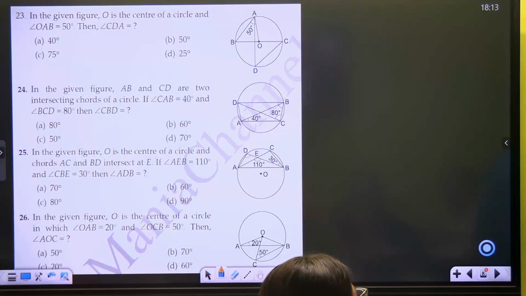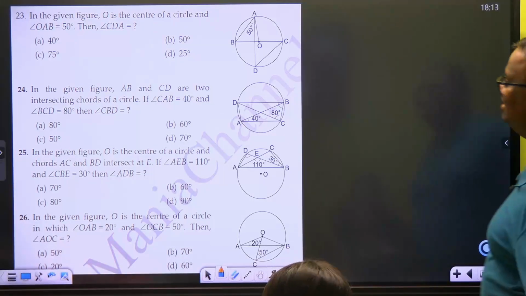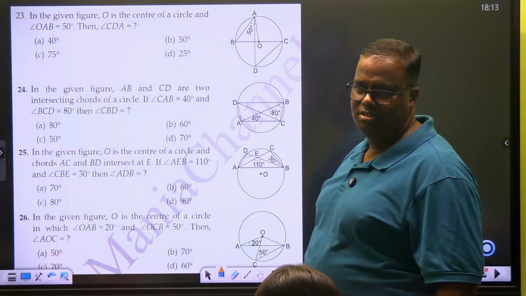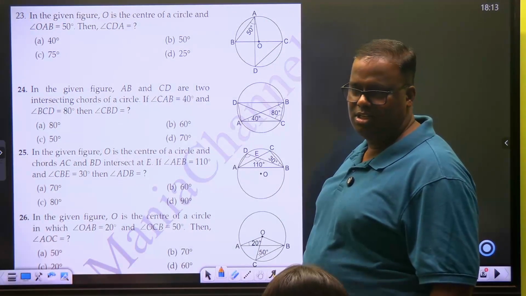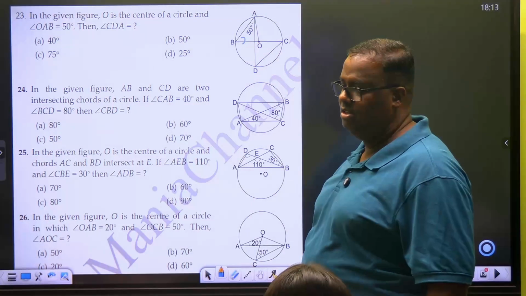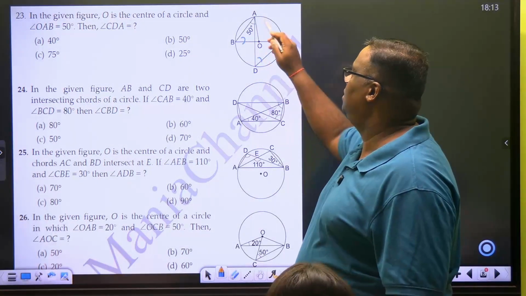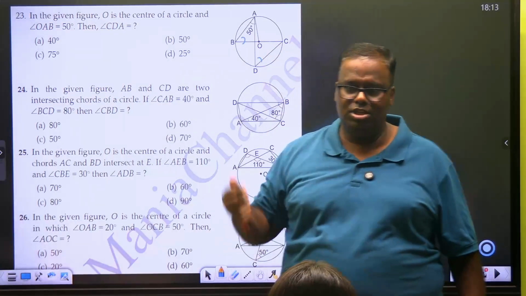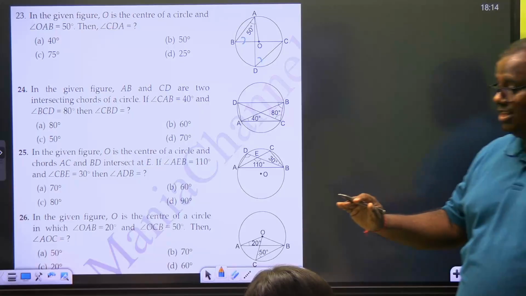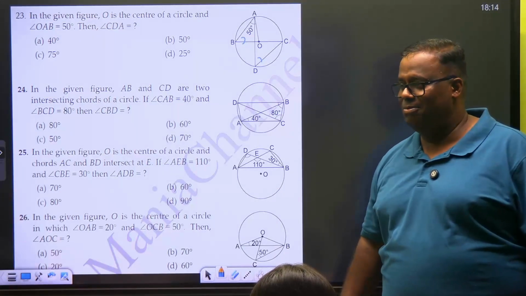Yes, isn't it? 65, 75, 95, 105. You morons. Is OBA isosceles? Yes or no? Yes. If this is 50, then this is also 50. Trouser is forming here too, you cannot see it. Dog is here also. A Dalmatian came this time.